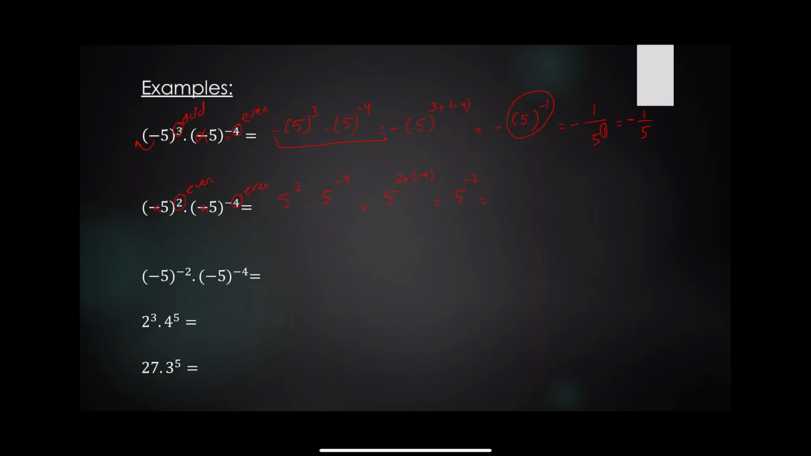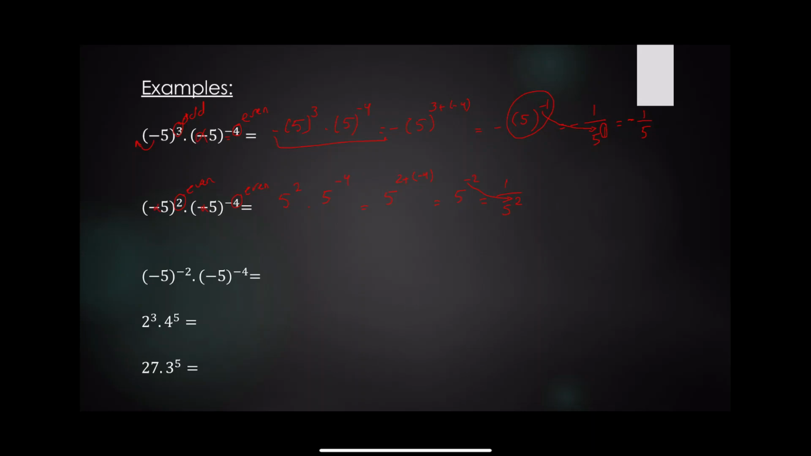Negative exponent, we can put it in the denominator. So it is 1 over 5 to the power 2. The only thing, as we did here, we have to change the sign. And here we have to change the sign. Just flip it and change the sign.